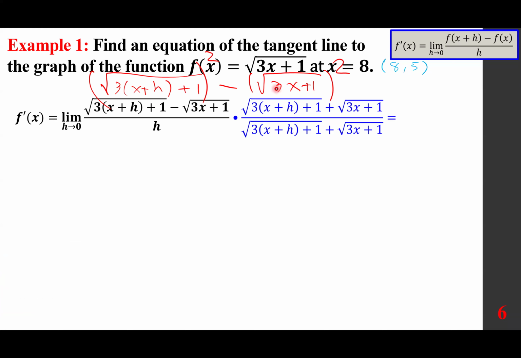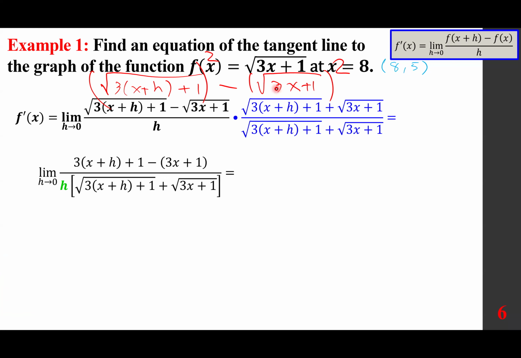This comes out, this comes out. And what happens to the denominator? Absolutely nothing. You keep it as a product. All you have to do is simplify the numerator. And again, sometimes people just work on the fraction. They simplify it at the end. They write the limit and they apply the limit at the end. That's just as good. So let's distribute: 3x plus 3h plus 1 minus 3x minus 1.